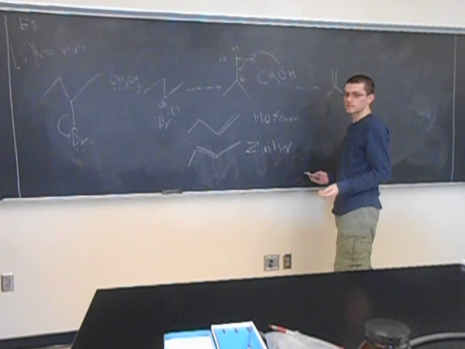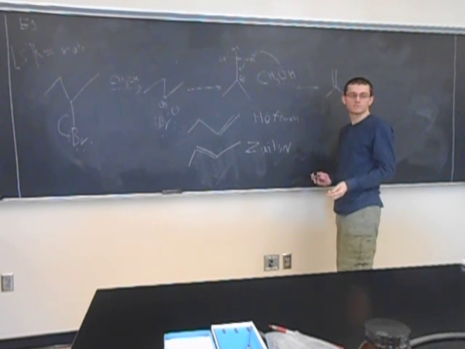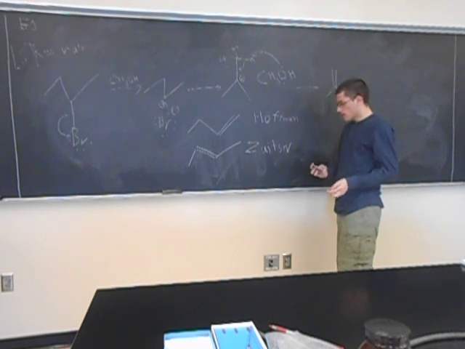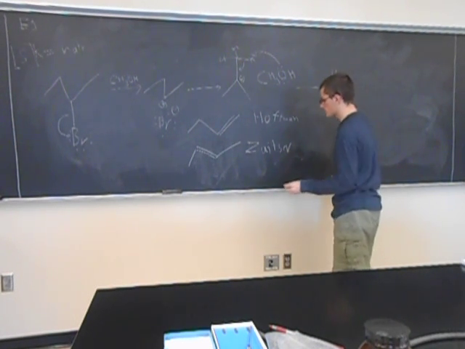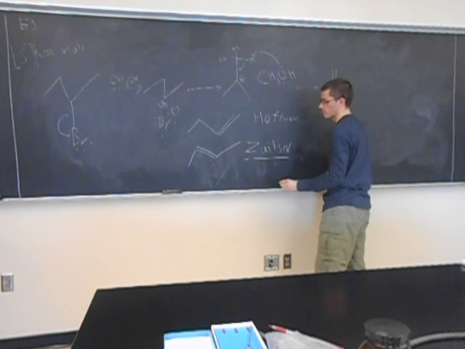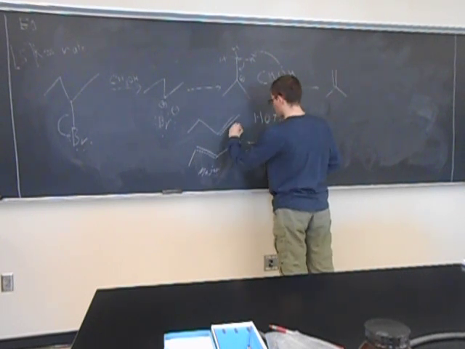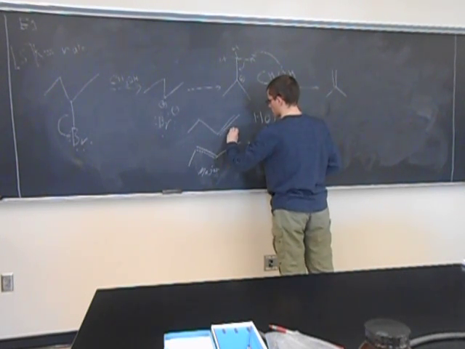And E1 mechanisms will always follow what is known as Zaitsev's rule, as described by Wade, and that is that the Zaitsev product will always be the major product in an E1 reaction, with the Hoffman being minor.